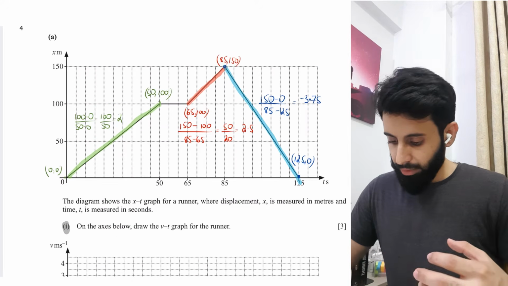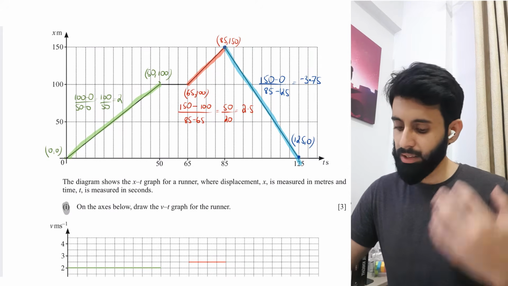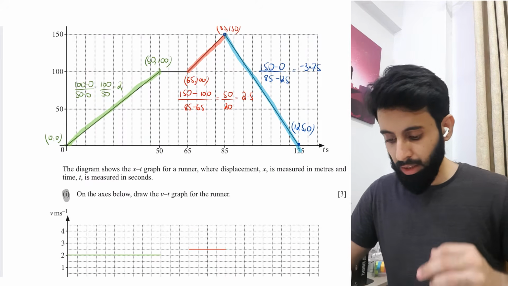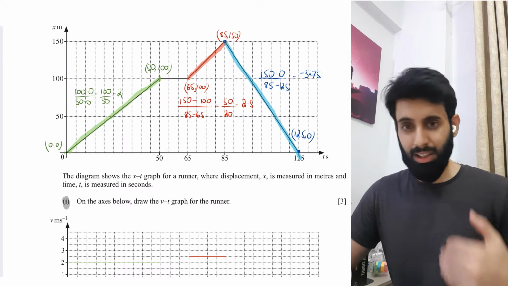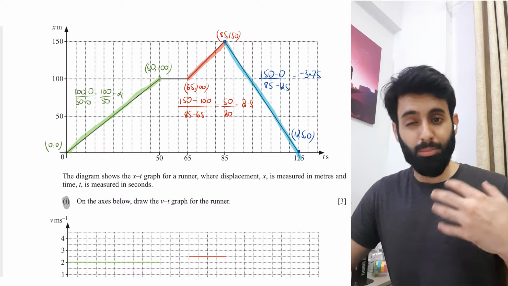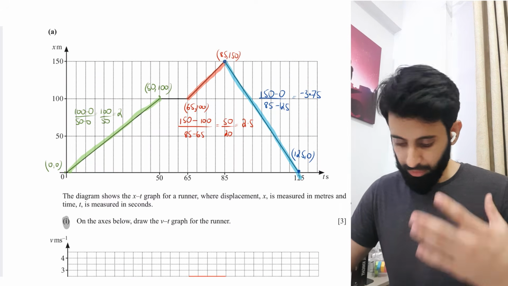And then from 65 to 85, the speed is fixed again at 2.5. How did we work that out? We worked that out by calculating the gradient. And then from 85 to 150, since it's coming down, that means it has turned. That means it is traveling in the opposite direction, which basically means that our velocity is going to be negative. And we worked it out with the help of the gradient again.